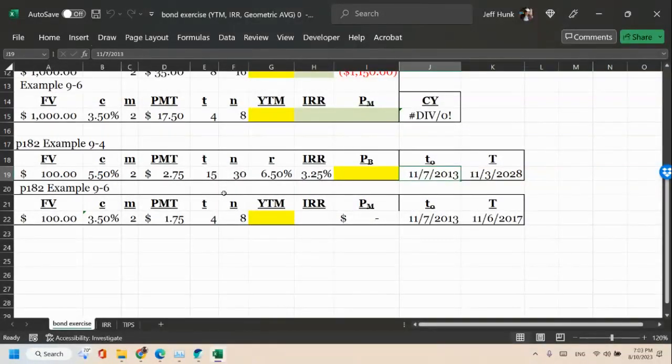Time remaining to maturity, 15 years. Prevailing market rate is this. Then the half-year rate would be like this. I don't know if I explained what internal rate of return is in the video, but if not, never mind. I'm going to get to that later.